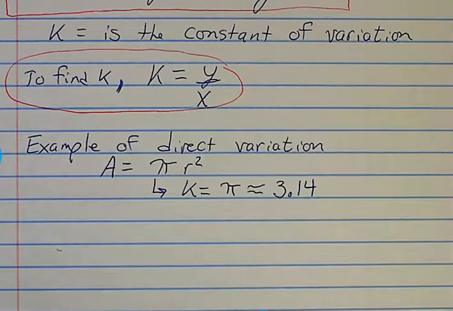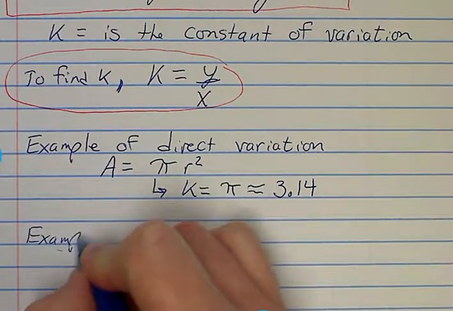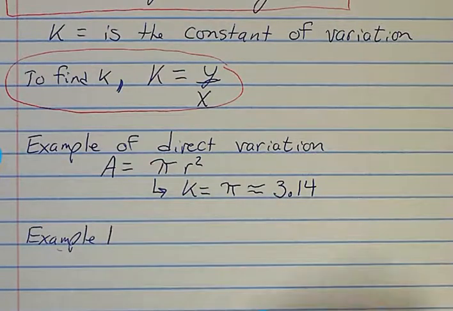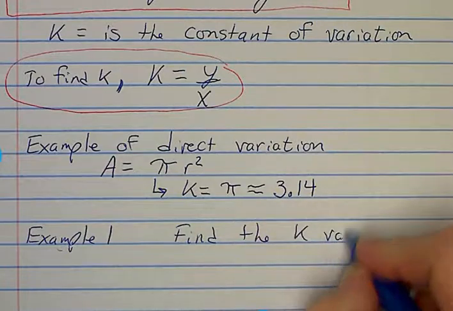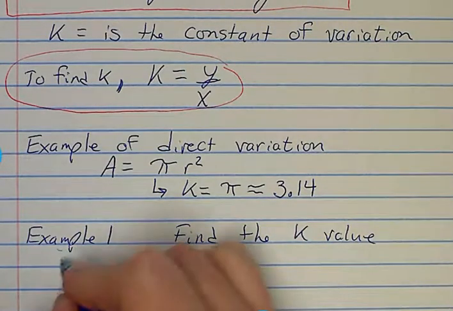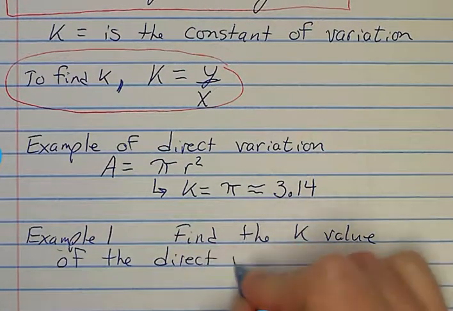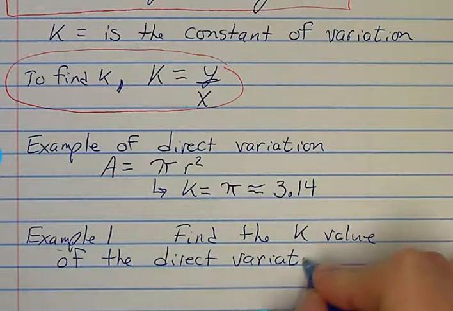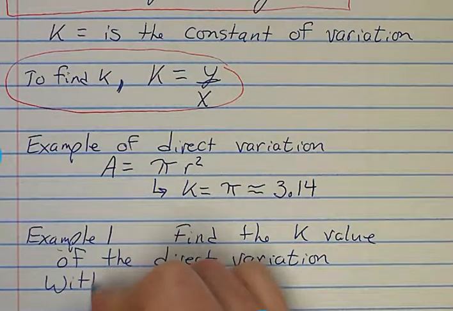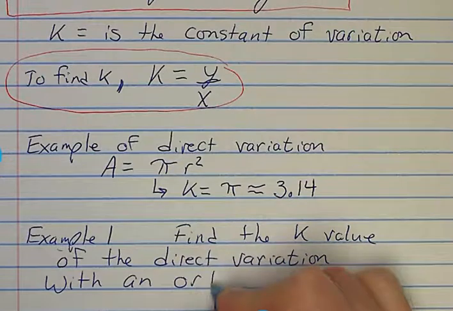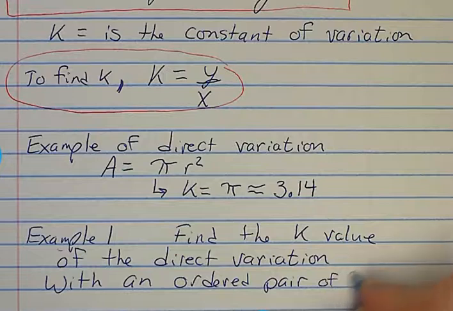All right, so what they're going to ask you to do is find the k-value of the direct variation with an ordered pair of 4, 8.